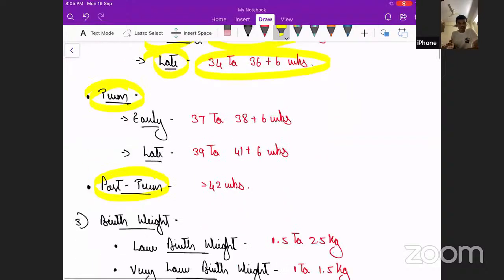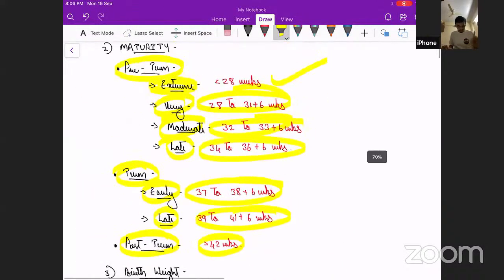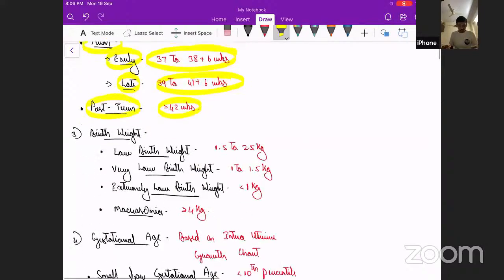Now coming to the term infants. Term neonates can again be divided into early and late. Early is between 37 to 38 plus 6 weeks period of gestation, and late is between 39 to 40. Postterm is more than 42 weeks. Okay, so maturity: preterm, term, and postterm. In preterm, it is extreme preterm, very preterm, moderate preterm, and late preterm. In term, it is early and late, and postterm is more than 42 weeks.